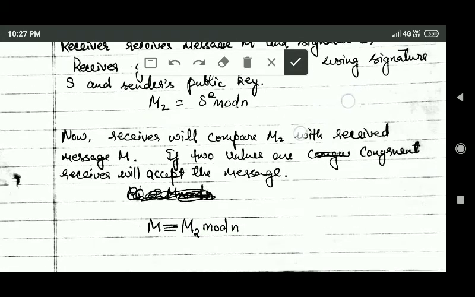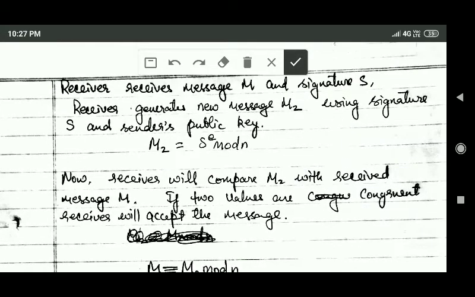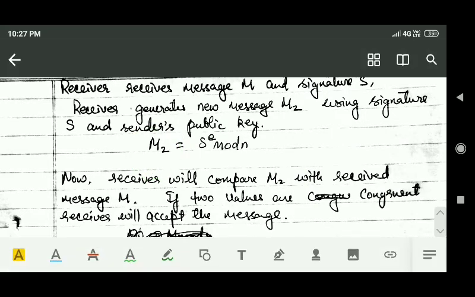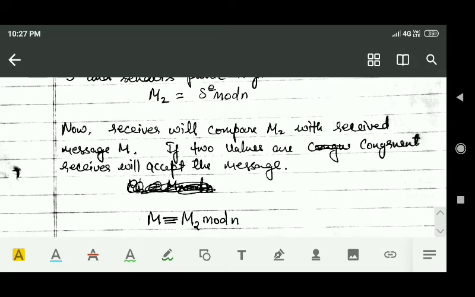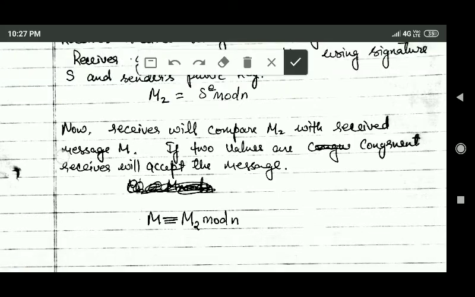Now, after generating this new message M2, the receiver will compare this new message M2 with the received message M. If the two values are congruent, the receiver will accept the message. It means if M is congruent to M2 mod n, then the receiver will accept the message M.